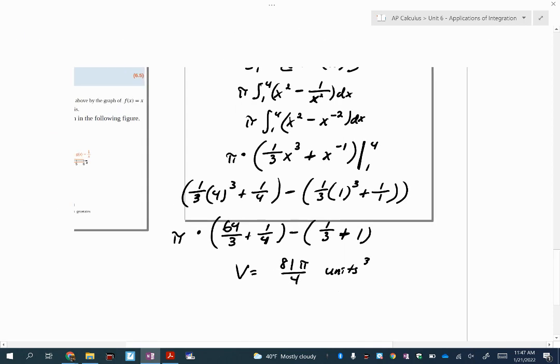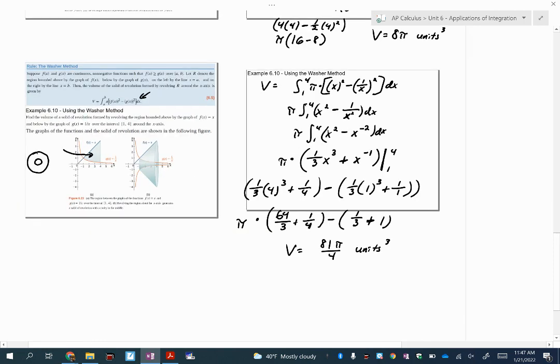Okay. All right. So that's it, guys. Hopefully you'll feel like once you sort out which method you're doing, the actual integration isn't so bad since we've been practicing for a while.